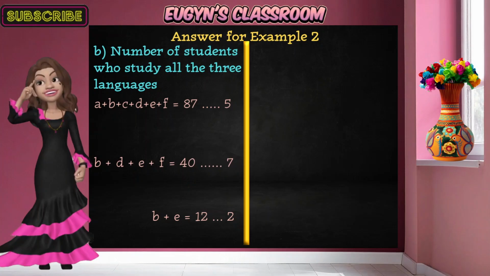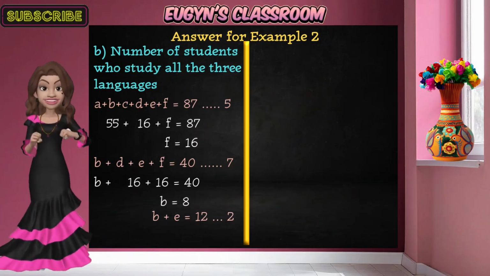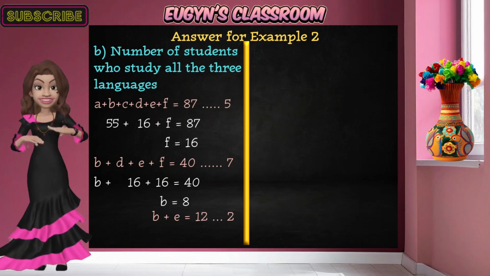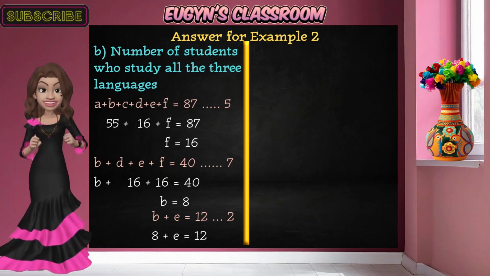In equation 5, we have A plus B plus C plus D plus E plus F equals 87. From equation 3, A plus B plus C is 55. From equation 6, D plus E is 16. With that, we'll get that F equals 16. In equation 7, we know that D plus E is 16 from equation 6, then F is 16. With that, we get that the value for B is 8. Since B equals 8, using equation 2, then E will be 12 minus 8, which is 4.